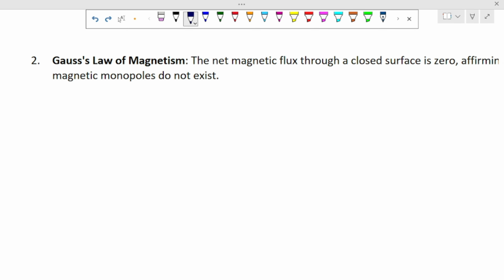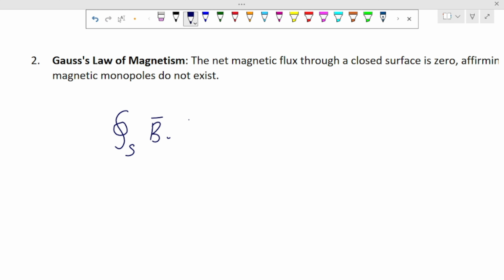Alright, so we'll come to our integral sign. Now, through a closed what? Surface. You see that sphere I drew there? So it's a closed surface. Okay? So, magnetic flux, isn't it?